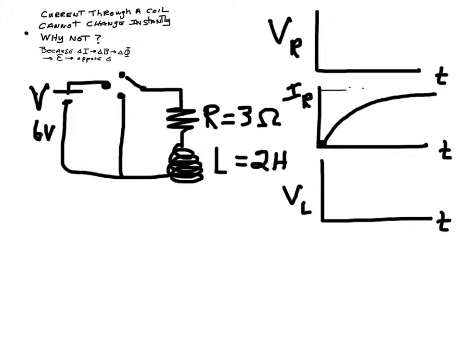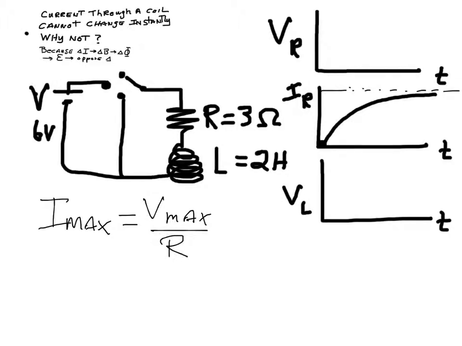And so it rises to some final maximum value that we might call I max. And we can find I max by simply taking V max, the maximum voltage that you can get across the resistor, divided by the resistance of the resistor. So you see we get an I max of 6 volts divided by 3 ohms, 2 amps. This value of I max, where I drew the line, is 2 amps.